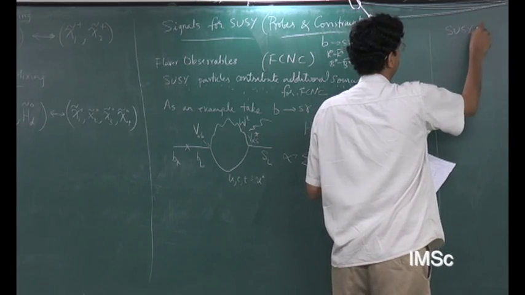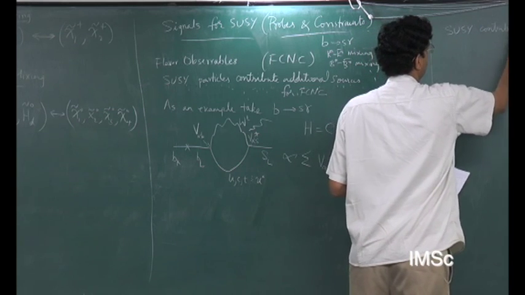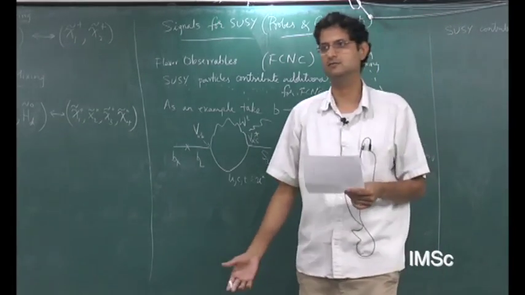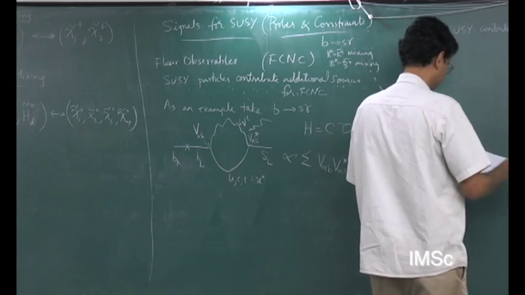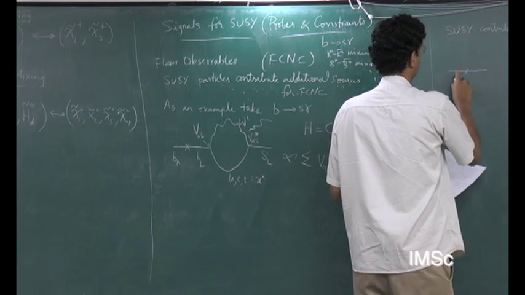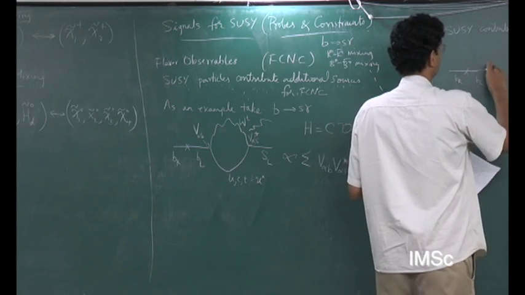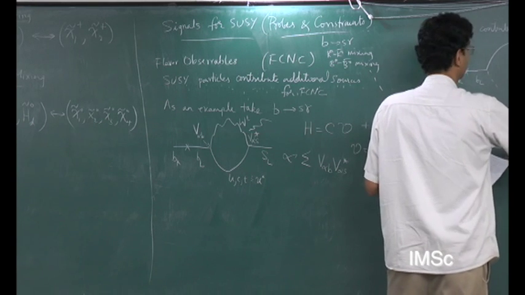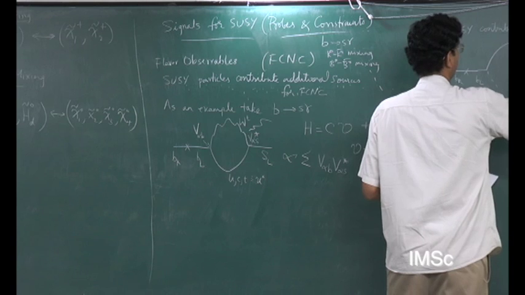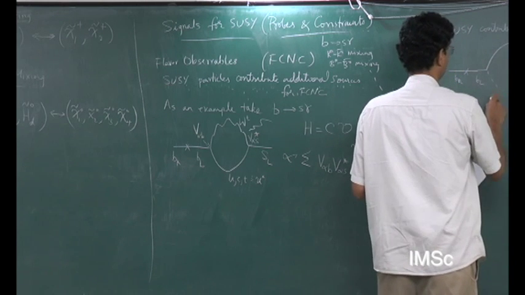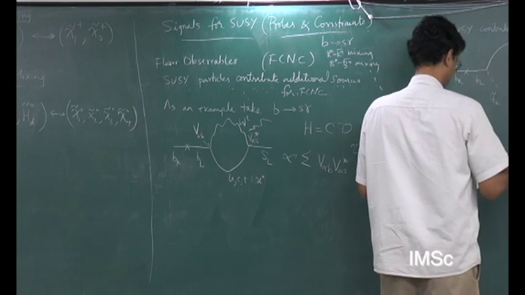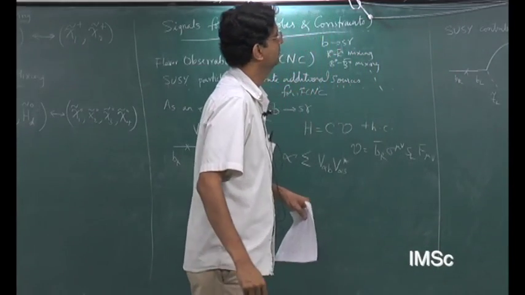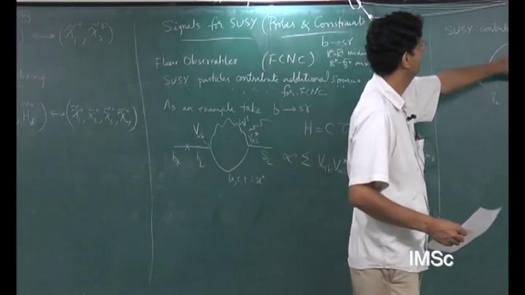Now, SUSY contribution to B to S gamma. Again, we are taking B to S gamma as just an example. I don't mean this is the most important thing necessarily every time or nothing like that. It's just an example. So now there are various contributions. I'm just again taking some representative ones. And of course you radiate a photon from somewhere. So this is a chargino and this is a scalar.